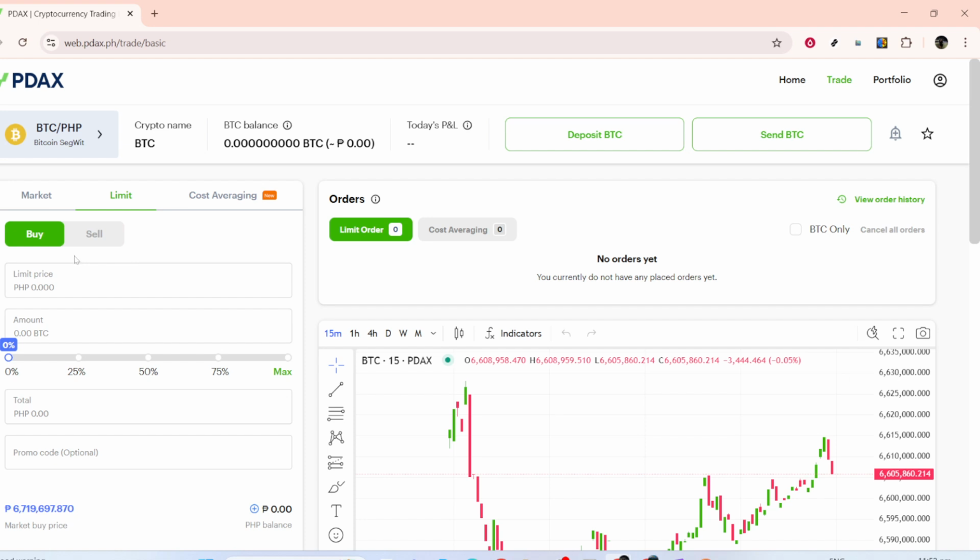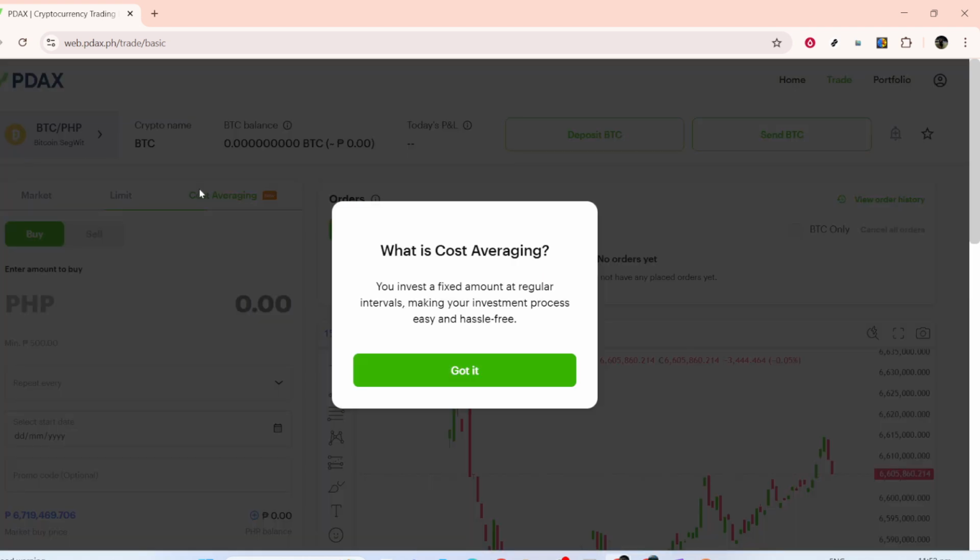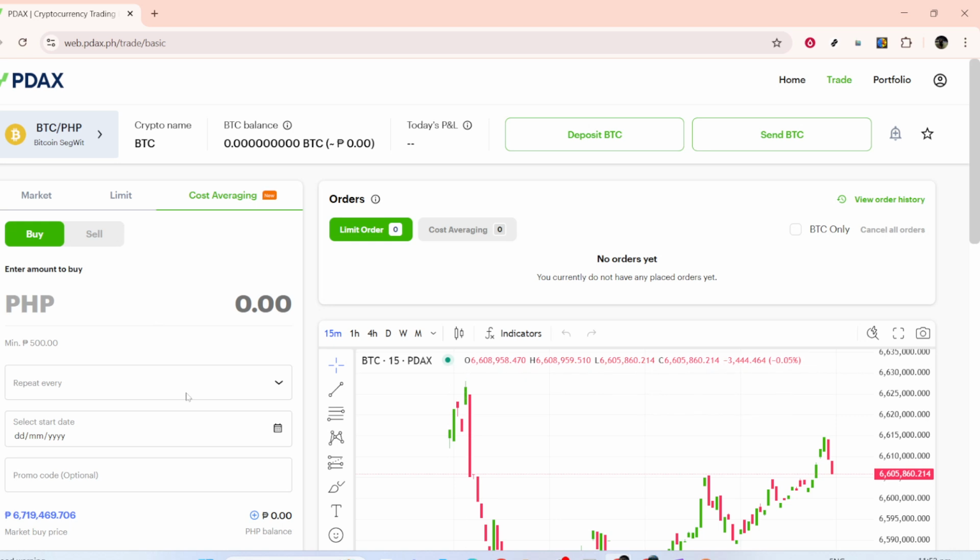To place a limit order, select the limit option, then enter your desired price and the amount you wish to trade. Once everything looks good, go ahead and place your order.